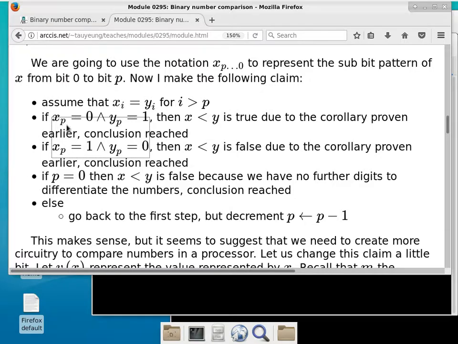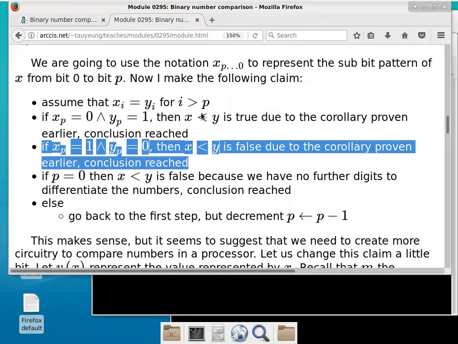And then we look at the next one. What if this condition is not true? What if xp equals 0 and yp equals 1 is false? Then we check for another case. I'm highlighting the sentence that I'm focusing on. Bit p of x is a 1, bit p of y is a 0. I'm going to make a conclusion right here that x is less than y is false. Because given all the bits to the left-hand side of bit p are all the same between these two numbers, this is the first bit that has a difference, right? And the difference is indicating that the value represented by x is larger, which also means x is less than y is false. Is that okay? All right.